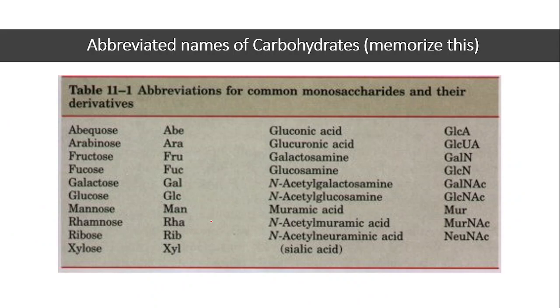These are the abbreviated names. You'll be able to Google them, so you don't have to remember all of them. But some basic ones you should remember: fructose, galactose, glucose, mannose, ribose, xylose. These are very common, and you have to remember them. In their amine form they are called amines: gluconic acid, glucosamine, galactosamine, and so on.